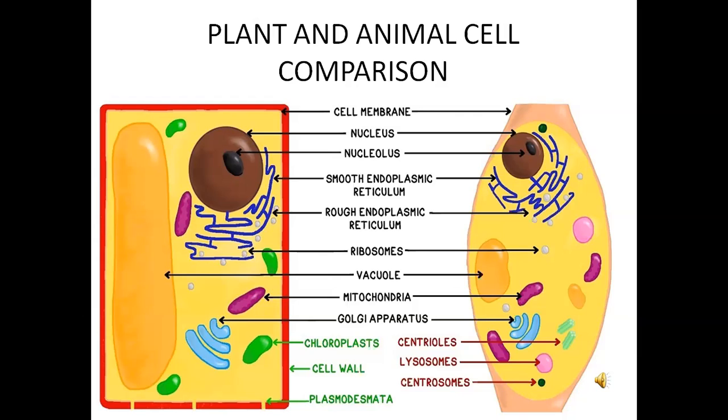Here, cell membrane, nucleus, nucleolus, smooth endoplasmic reticulum and rough endoplasmic reticulum, ribosomes, vacuole, mitochondria and Golgi apparatus are the same in plant cell and animal cell, but the other three parts are different. The plant cell has chloroplast, cell wall and plasma membrane. But the animal cell has centrioles, lysosome and centrosome. These are the plant and animal cell comparison.